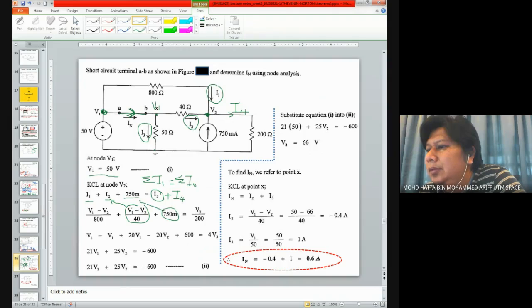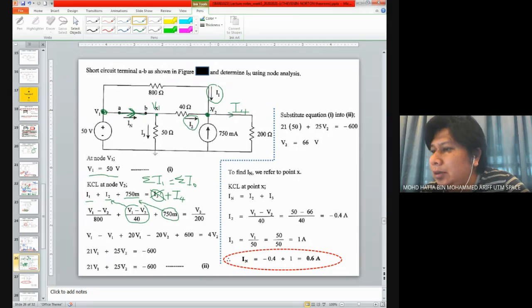For this part, we have I3. I3 is given by... I see what is the problem now. This is not I3. Basically, we try to remove it first. This is considered as I4.